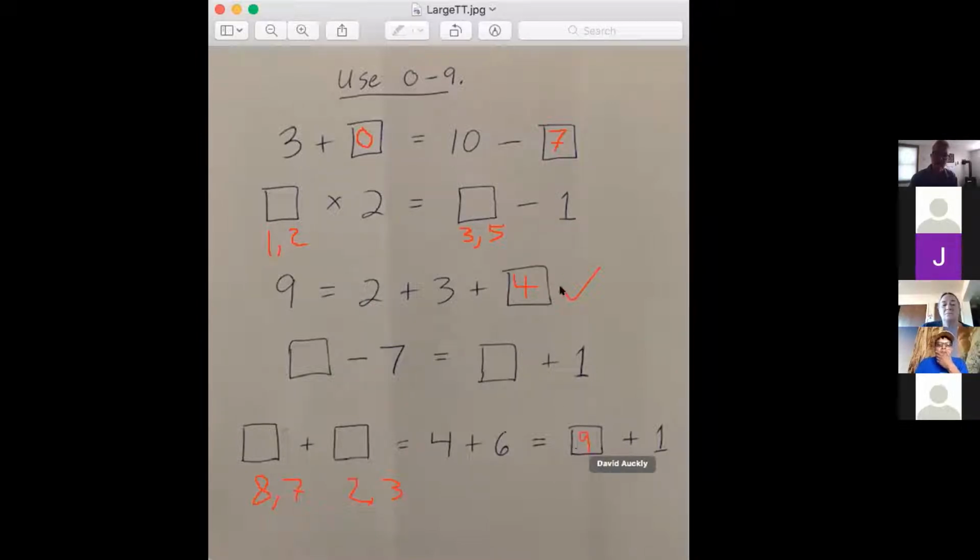And Dave put a check mark up here, which I think means he's absolutely sure that that is a 4. Is everybody absolutely sure that this 4 has to go here? Yes. Okay, so I think what Dave and I are both trying to get at is for a couple of these, there's absolutely no question what belongs there. So would that be a good place to start a puzzle like this?